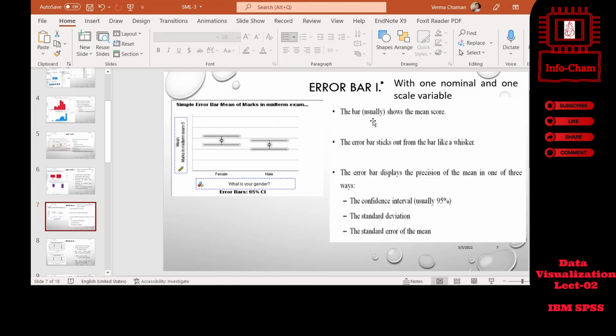So what is this error bar? Error bar basically tells me the mean score. On the left side, the y axis always shows the mean score. I want to check what is the average of female students, right? What is the average marks of the male students? So the error bar sticks out from the bar like a whisker, right? Can you see the upper bound and lower bound? It is a whisker, right?